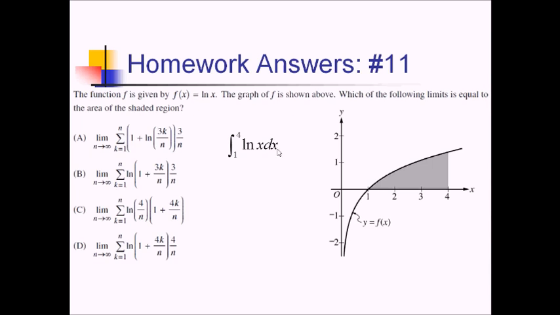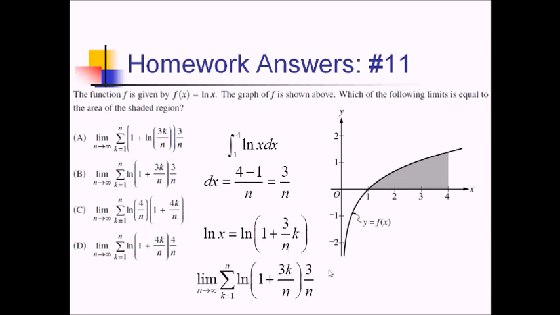So this is just going to be b minus a over n, so 4 minus 1 over n, or 3 over n. Next, this x in the function here, ln of x, this is normally just a plus delta x times i. So in this case, it's going to be 1 plus, and then we have 3 over n times k. And putting it all together, I've got the limit as n approaches infinity of the sum from 1 to n of ln of all this stuff, and we'll just write this as 1 plus 3k over n times 3 over n. What does that match here?